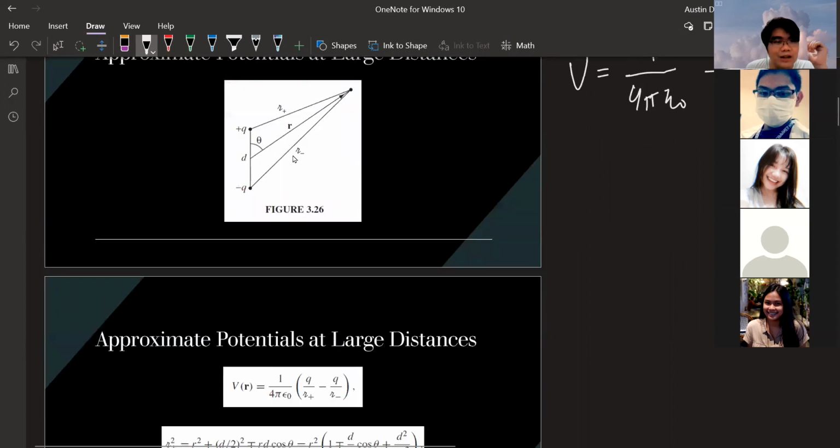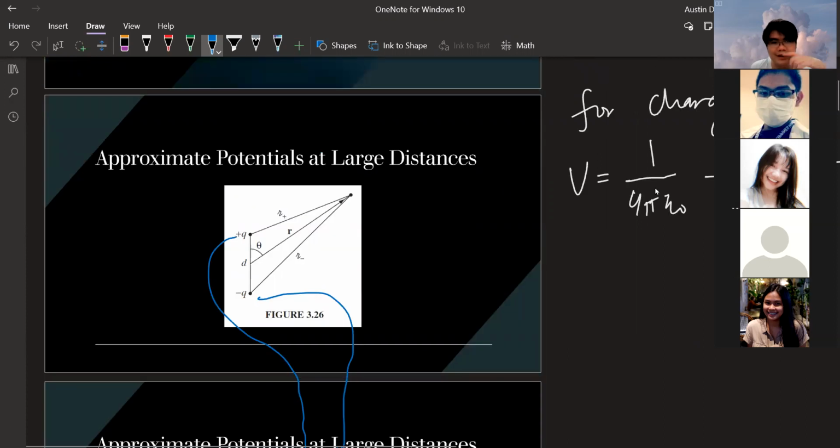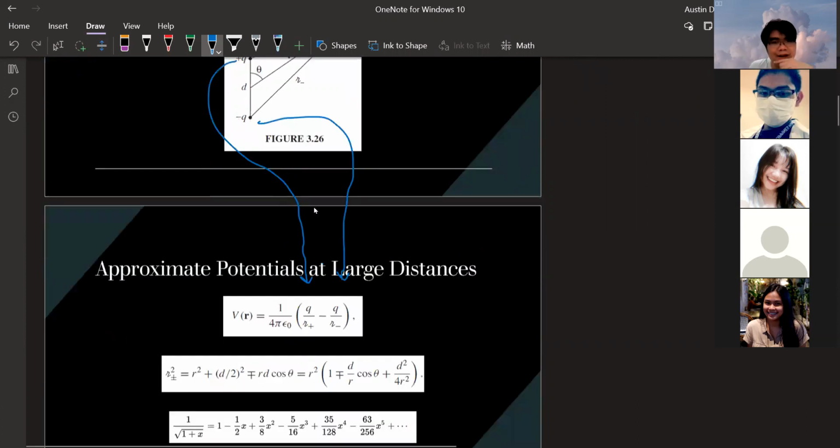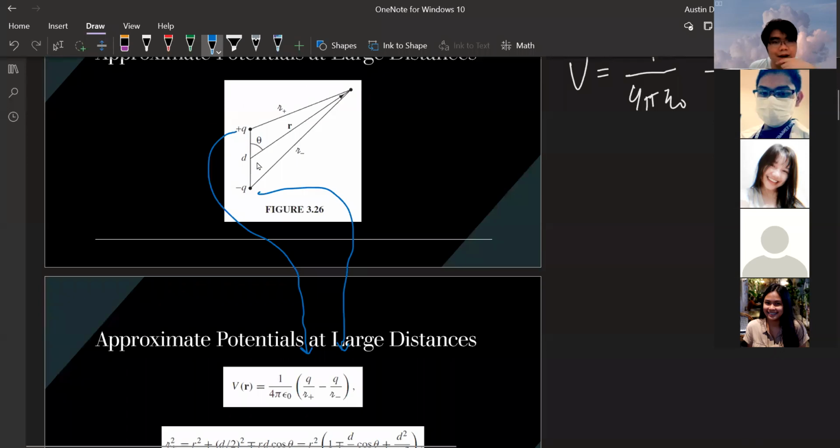Madali lang isulat yung potential nito, di ba? So you have the potential due to Q. The potential due to Q is of course this guy, with distance curly R plus. Makes sense. This guy will have this potential Q over R minus. Katulad lang din nung ito. Okay, that's negative siya kasi negative yung charge niya. Okay, superposition, napakadali. However, they are separated by a distance D.